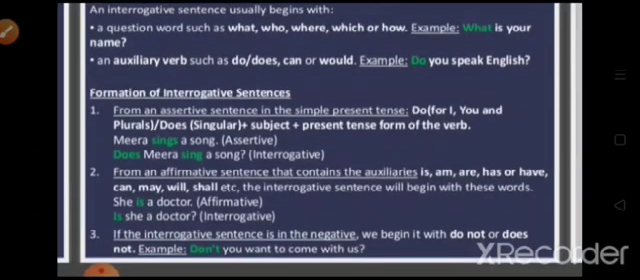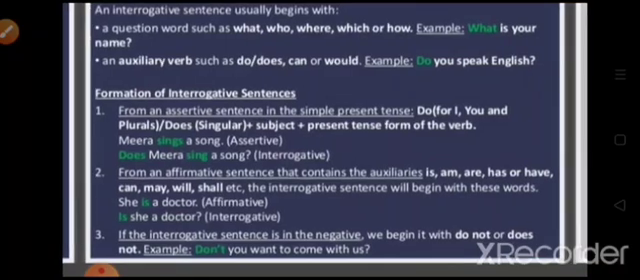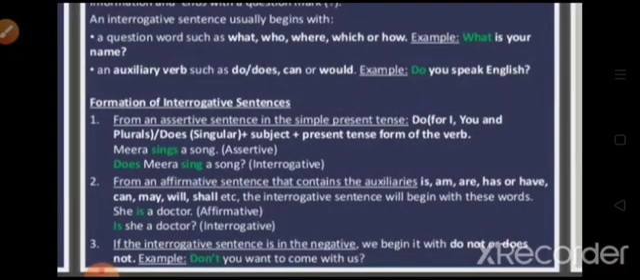The second formation of interrogative is from an affirmative sentence that contains the auxiliary is, am, are, has or have, can, may, will, shall, etc. The interrogative sentence will begin with this word. She is a doctor, this is the affirmative, and when we make it interrogative, we just put is in front. Is she a doctor?